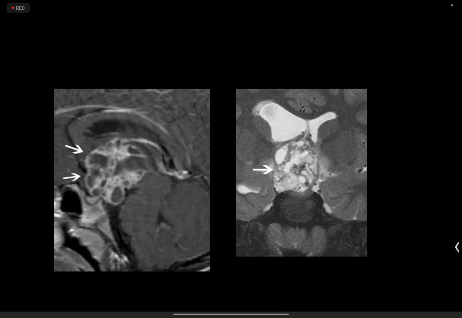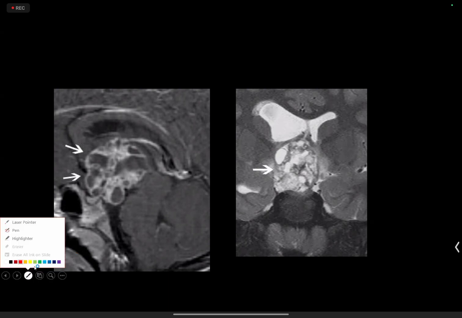Ma'am, on the T1 post-contrast sagittal and T2 coronal images of the pituitary region, there is a multicystic lesion extending from the sellar and suprasellar region, extending into the floor of the third ventricle, into the third ventricle. It also has some solid components which show contrast enhancement, which are hypointense on T2 images, and the pituitary is seen separately within the sella, so it's predominantly a suprasellar lesion.